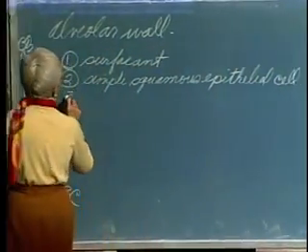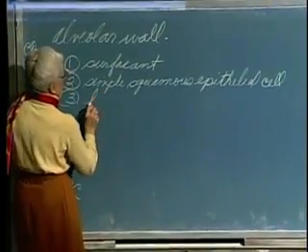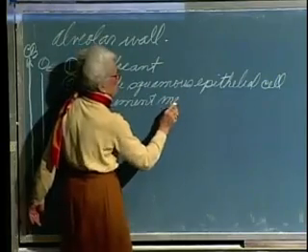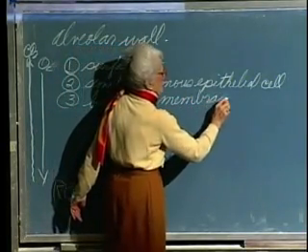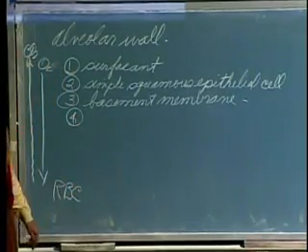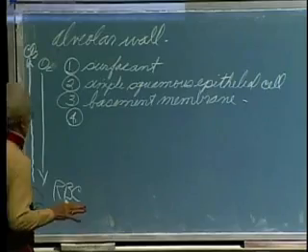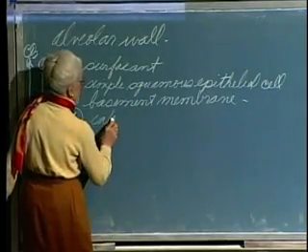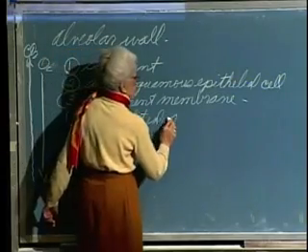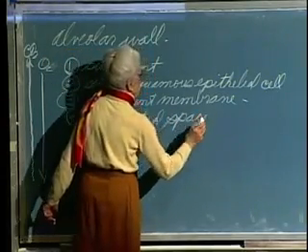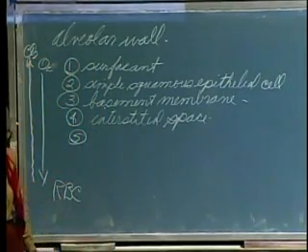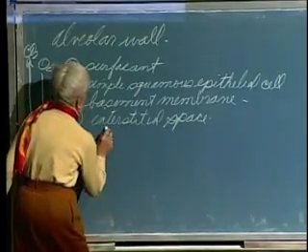And all epithelium has a basement membrane. So then we'll have the basement membrane. And then what they call an interstitial space. And then we'll encounter the basement membrane of the endothelial cells of the capillary. So we have another basement membrane.